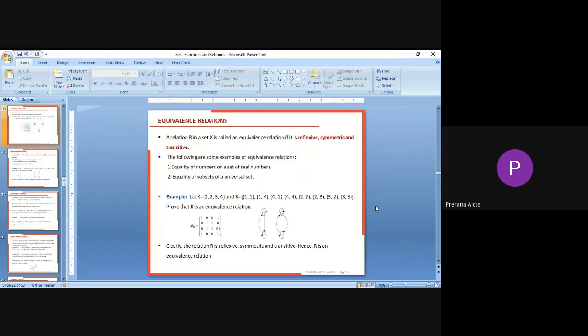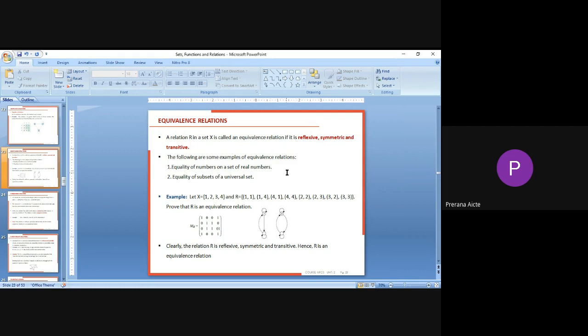So next one, equivalence relations. Let us see what this equivalence relation is. A relation R in a set X is called an equivalence relation if it is reflexive, symmetric, and transitive. So if you are given any relation on a particular set of elements, and you check for these three properties, reflexive, symmetric, and transitive, and it follows all three, then it is called an equivalence relation.